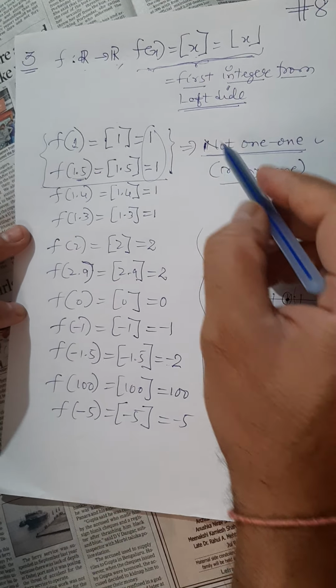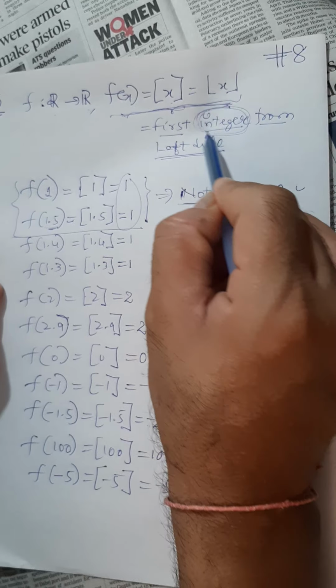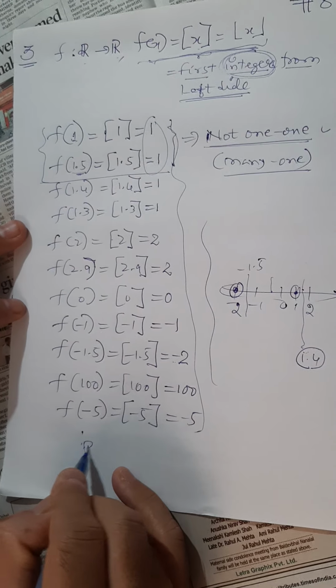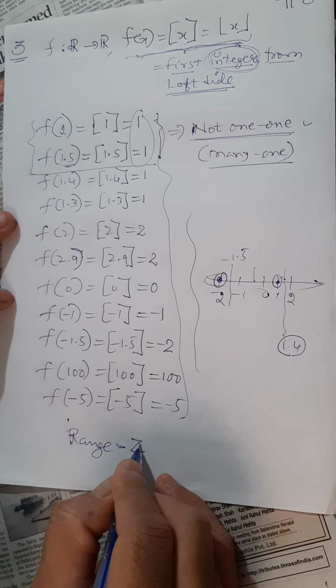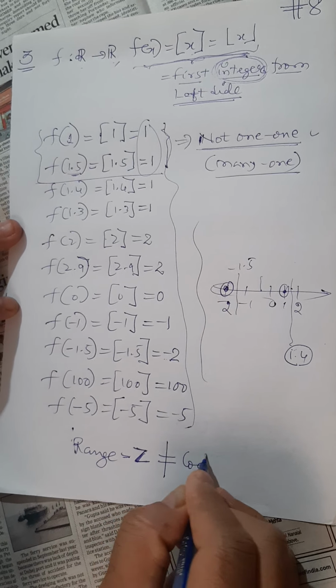So the definition itself says the answer should be an integer. So all these are integers. So the range, that also, if you recall 11th standard, is Z, all integers. It is not equal to codomain.